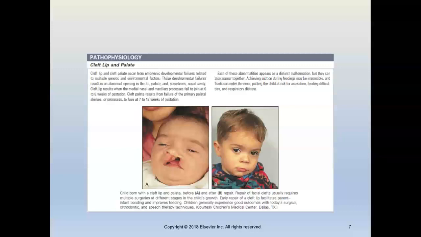Cleft lip has the following manifestations: a notched vermilion border, variable sized clefts that involve the alveolar ridge, and dental anomalies. Cleft palate includes nasal distortion, midline or bilateral cleft with variable extensions from the uvula and soft and hard palates, and exposed nasal cavities.